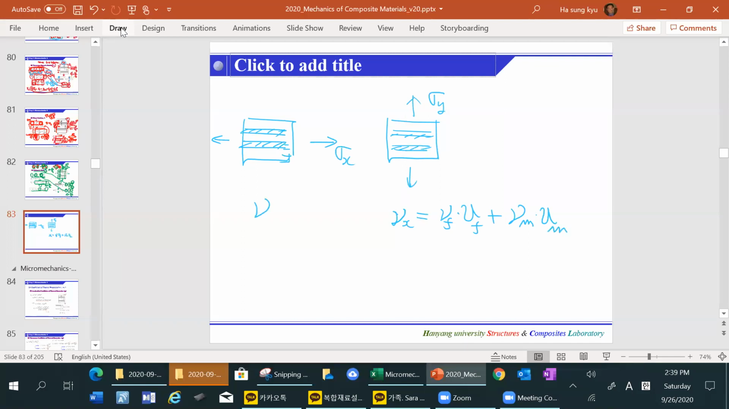And how about the mu y? Well, mu y we can derive, but there is a simpler way, because by definition, even in a composite, EY and mu y will be the same as mu x and EX. So this will be simply given as EY times VX.